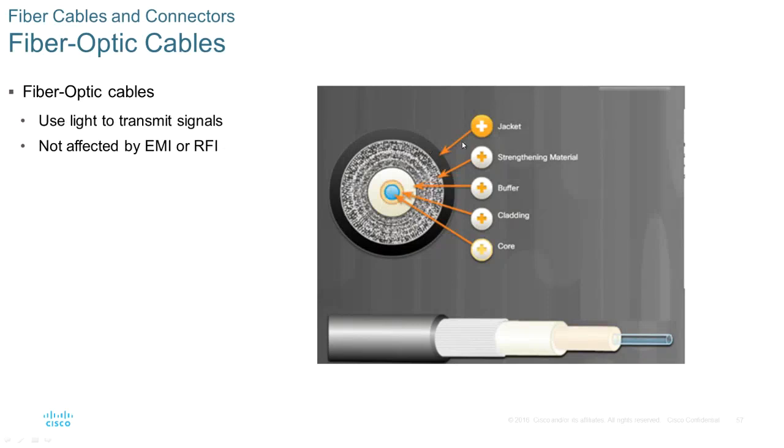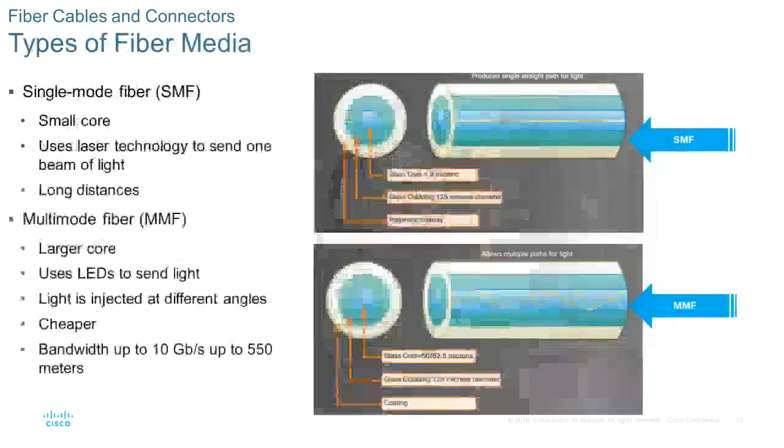Now remember, each individual fiber is very tiny. We're talking microns of size. So 9 microns, 125 microns. It's tiny, tiny, tiny, tiny.